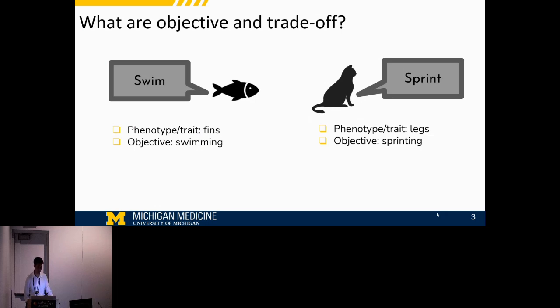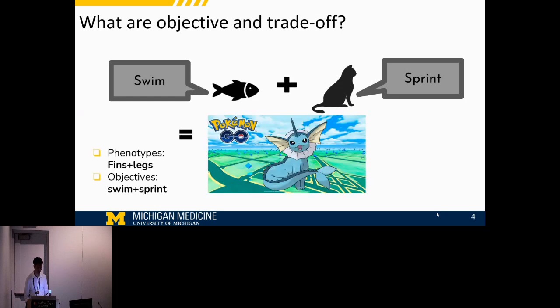It does not. I should have used ChatGPT to generate it, but what I can come up with is a Pokemon. We can see a Pokemon has fins and legs that can run as fast as a cat and swim as fast as a fish. However, it's not real, right? Because the two objectives definitely compete with each other.